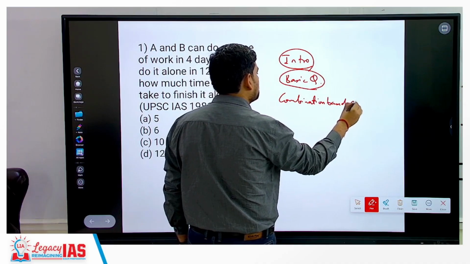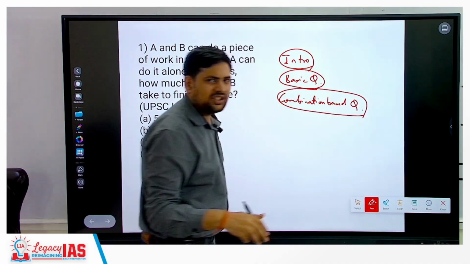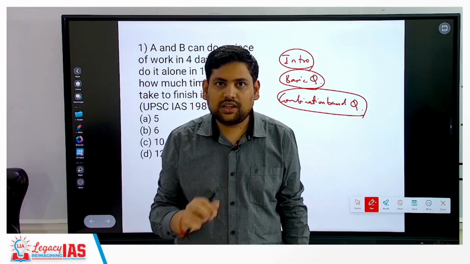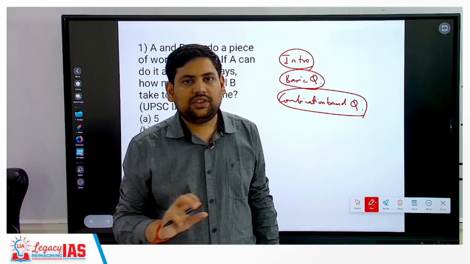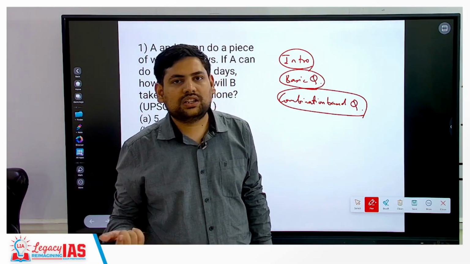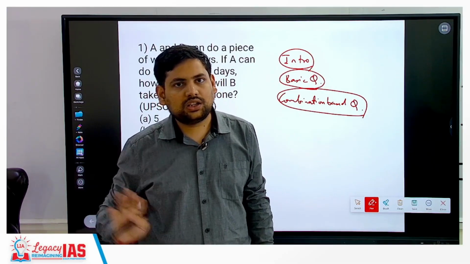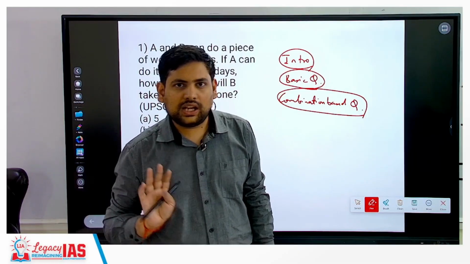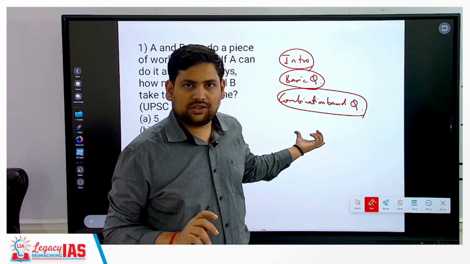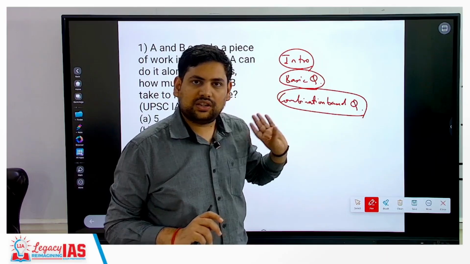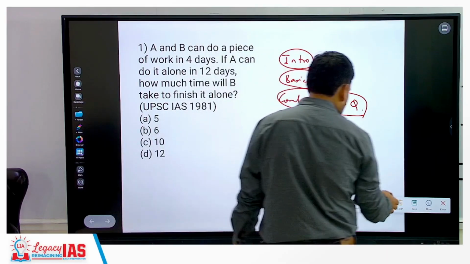combination based questions. For example, you might have seen that A, B together can do a work in 7 days, B and C together can do it in 6 days. In how many days will A, B and C, all three together, complete the work? So questions like this, that is combination of A, B, C and whatever. Understood? Now let's get started.